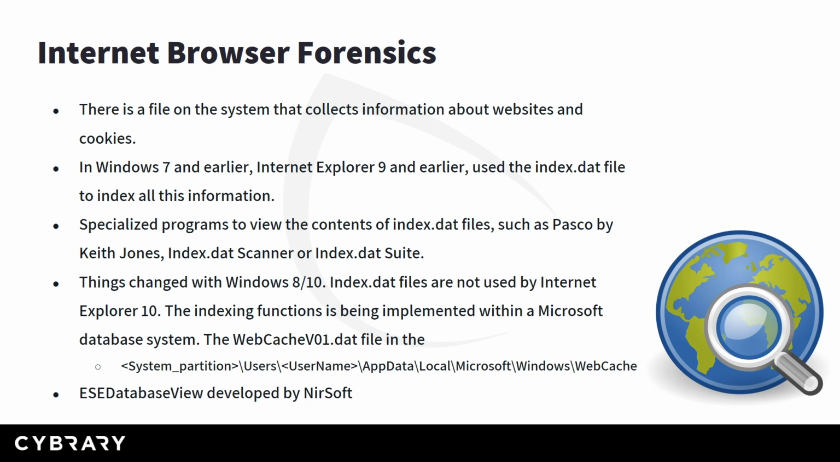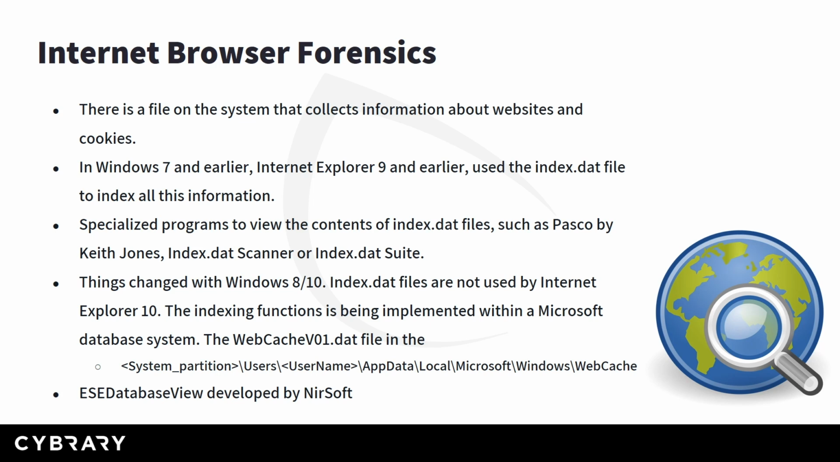Not only that, but all the email that had been sent or received through Outlook or Outlook Express also gets logged in these index.dat files. These files were to be found therefore in the internet cache, cookies, and history folders. You will need a specialized program to view the content of index.dat files. Tools such as Pasco by Kit Jones, index.dat scanner, or index.dat suite are tools that can display the information stored in those database files in Windows 7 or earlier.